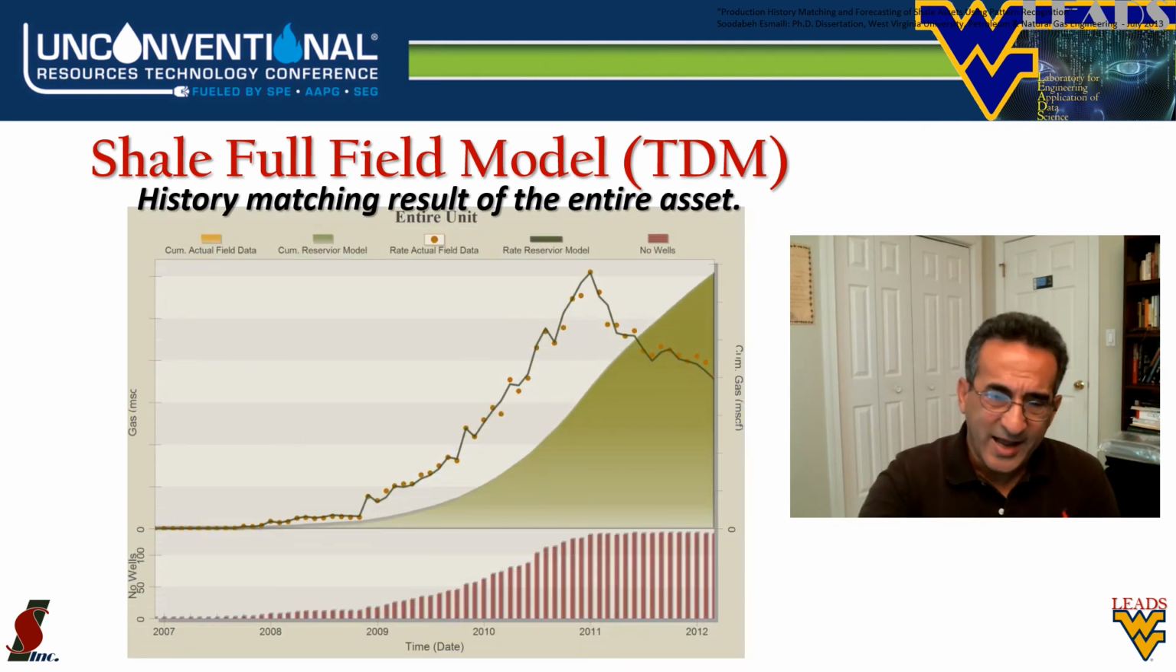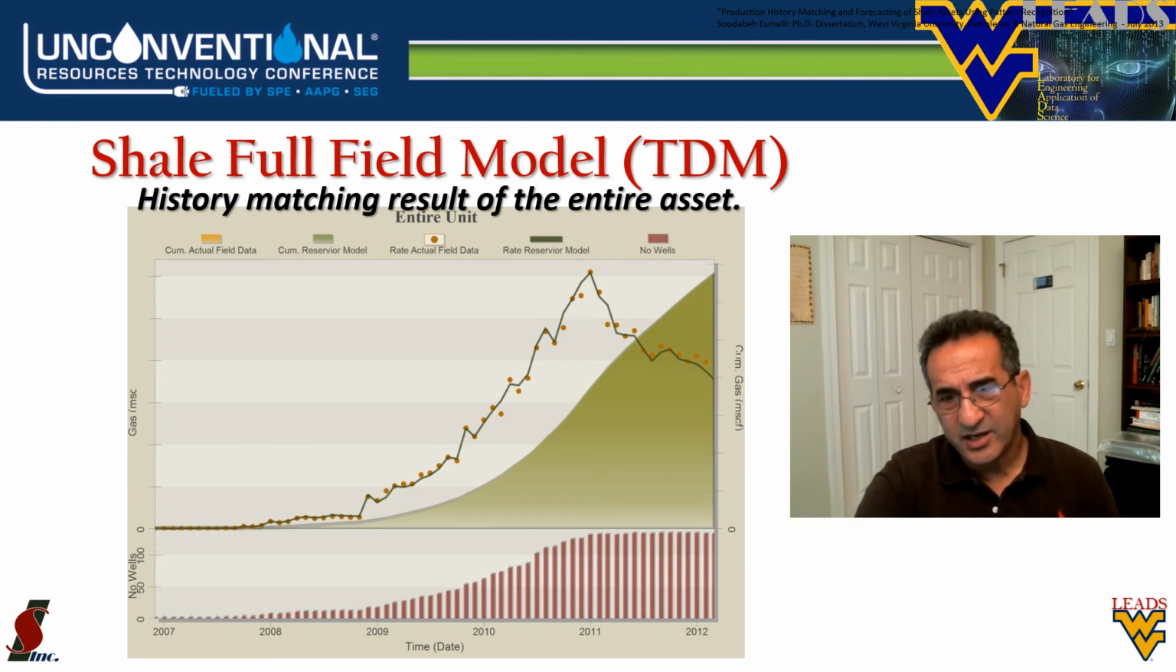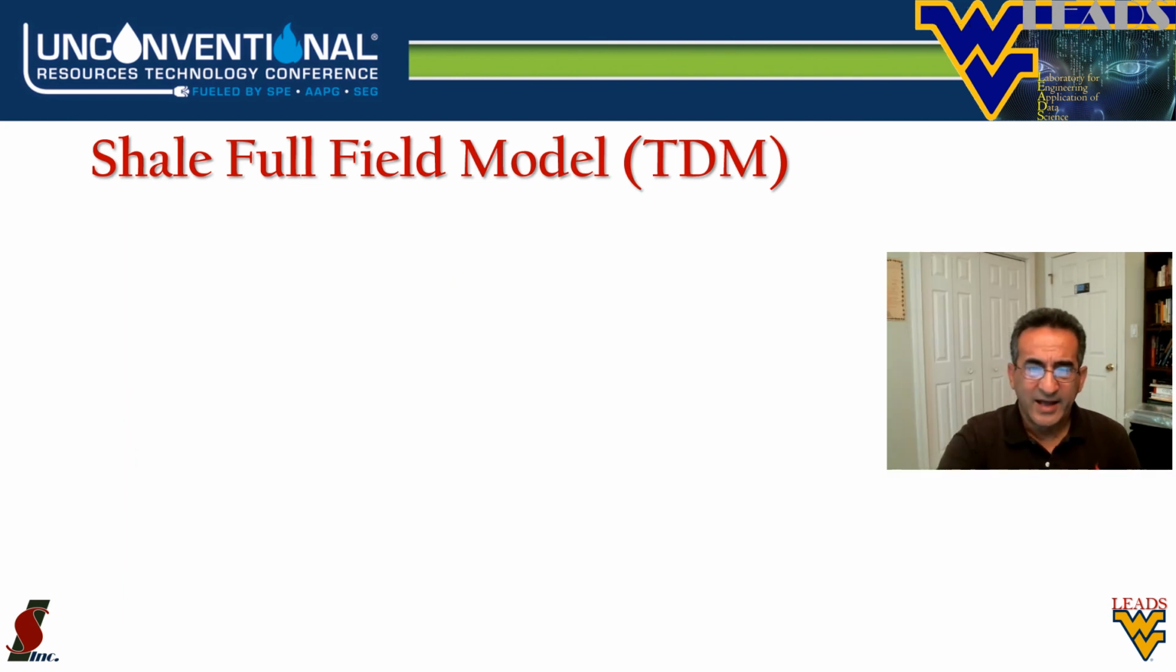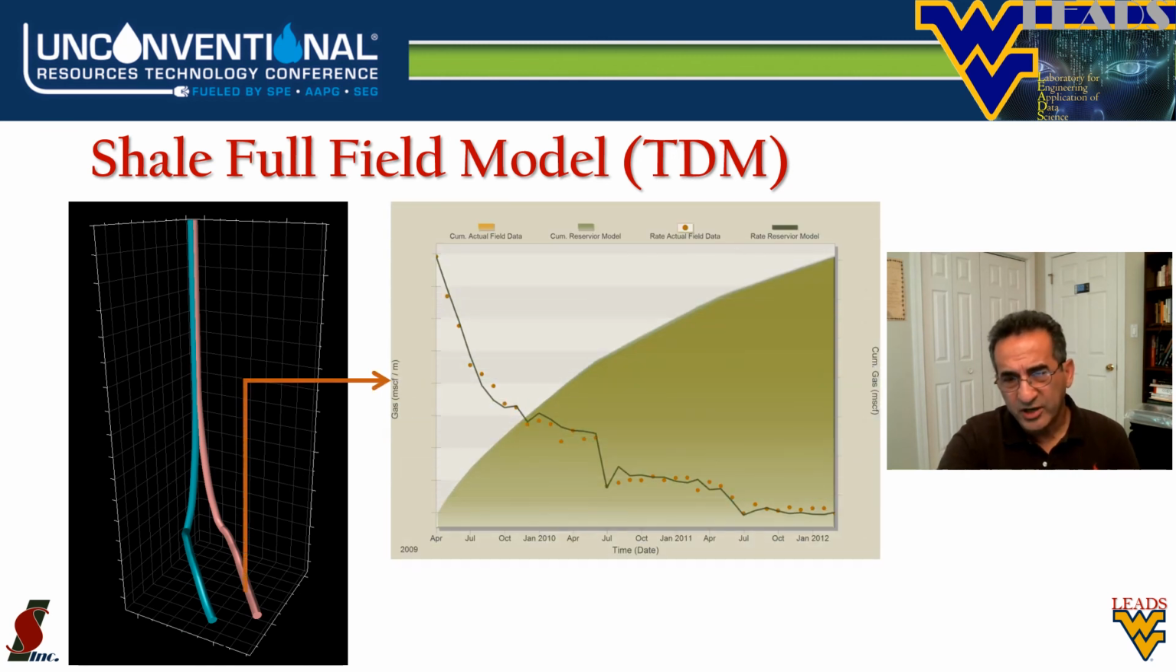What you're looking at is the dots are the actual data, and the line is the top-down modeling, the TDM. You can see the history match, and the shade is the cumulative production for both. You can see how close they are. This tells you the number of wells that are producing. As it increases, the production increases. When it stays the same, production decreases. And this shows you the history matching of every single well. We history match every single well, then we sum them together for the entire field.